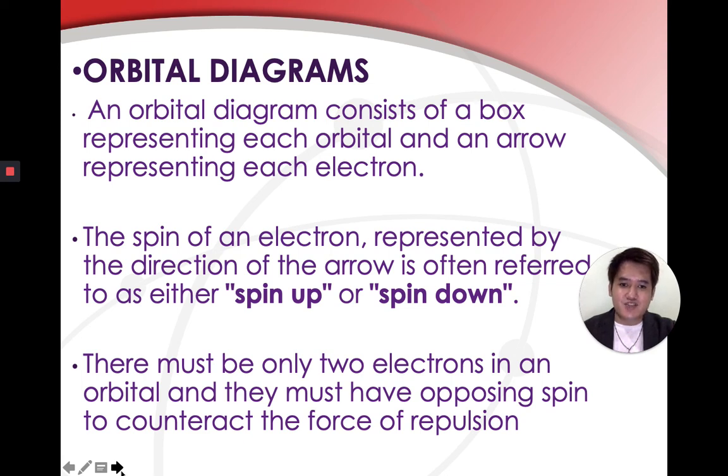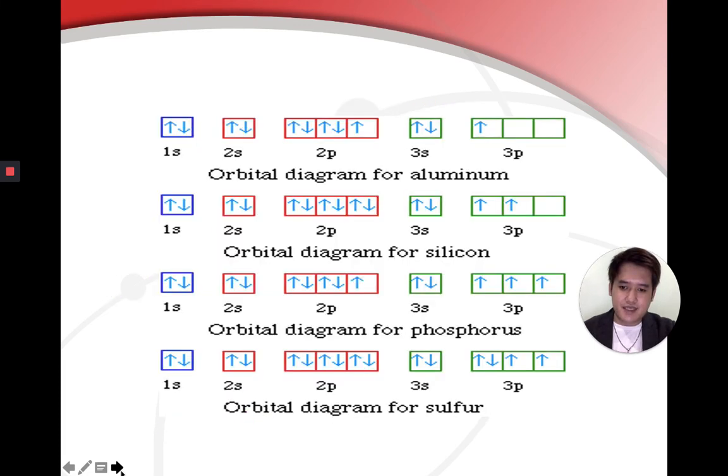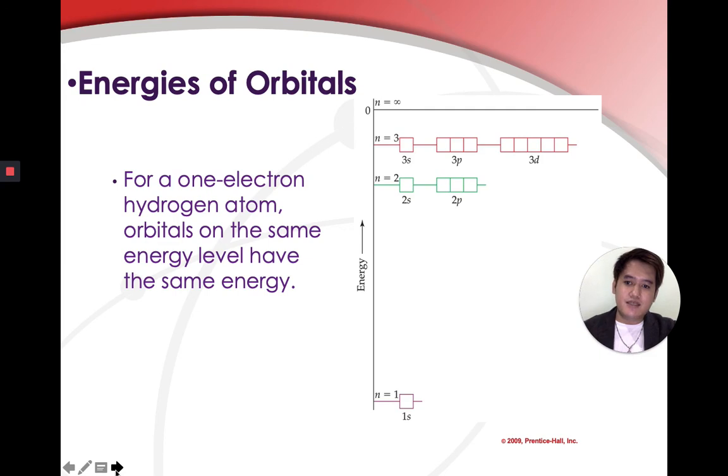The spin of an electron, represented by the direction of the arrow, is often referred to as either spin up or spin down, and there must only be two electrons in an orbital, and they must have opposing spins to counteract the force of repulsion. Okay? So in terms of energy, for the one-electron hydrogen atom, they found out that the same energy levels have the same energy. So those orbitals found in the same energy level, such as n equal to 2, 2s and 2p, have the same energy.